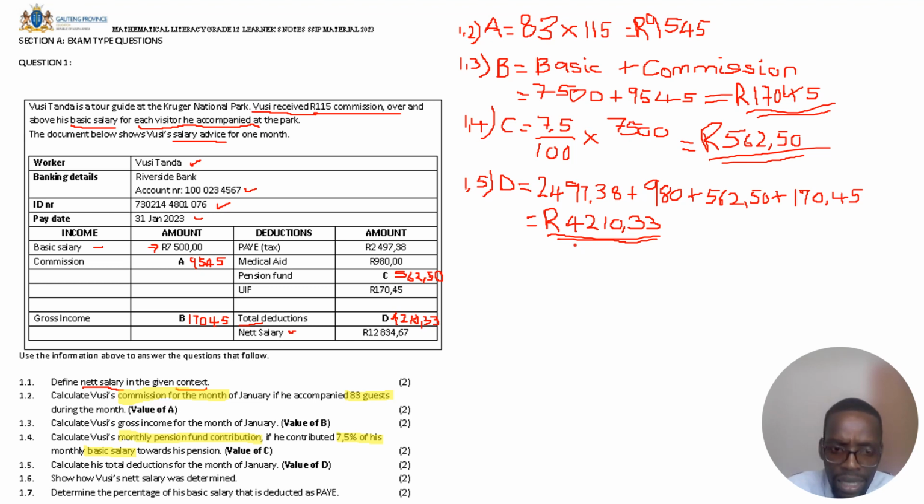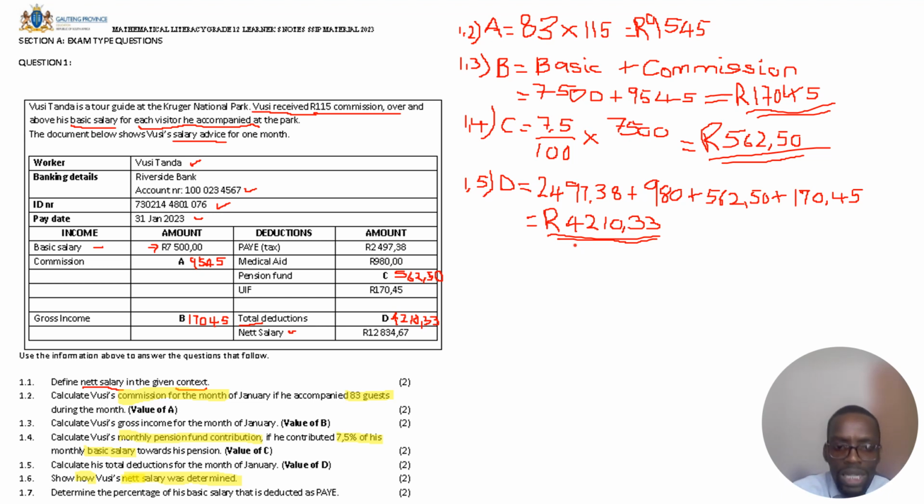Now let's move on to the next question, which says show how Vusi's net salary was determined. Again, I'm going to take out my highlighter and look at how Vusi's net salary was determined. In other words, that's what I'm supposed to do. I need to show how Vusi's net salary was determined.